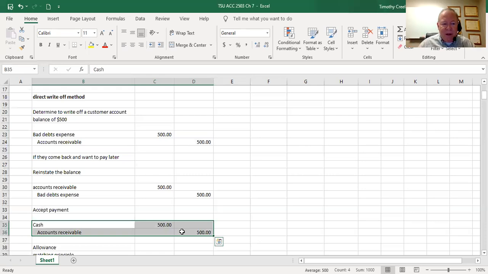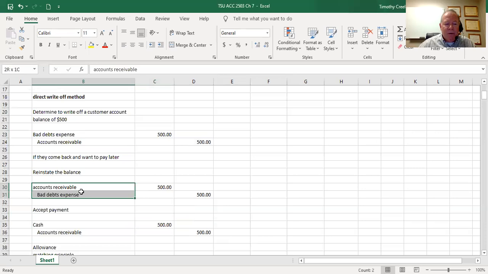Now, a couple of things here. Most companies will not reinstate an account unless you have the cash to pay them right then. So you wouldn't want to do it just on, oh, I'll pay you. You wouldn't take their word for it whenever they stiffed you the first time. So you would not reinstate it until they paid you, or they were ready to pay you right there.